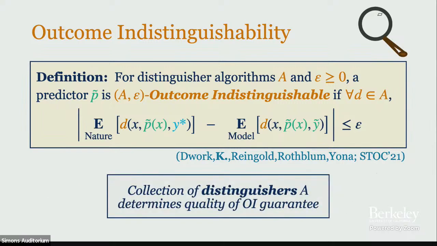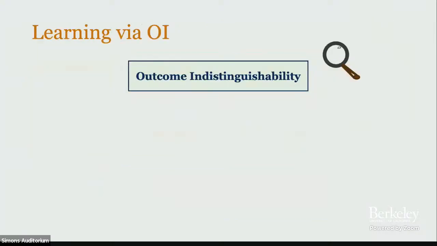Okay, and so like in the world of multicalibration, I want to emphasize that the collection of distinguishers we use here, this collection A, really determines the outcome indistinguishability guarantee. If I take A to be very weak, simple distinguishers, then the guarantee will be considerably weak. But the hope is that if I design this class of distinguishers appropriately, then I can get strong guarantees from outcome indistinguishability. For the remainder of this portion of the talk, I'm going to go through and try to map out some of the things that we can get from outcome indistinguishability by choosing our distinguisher class correctly.